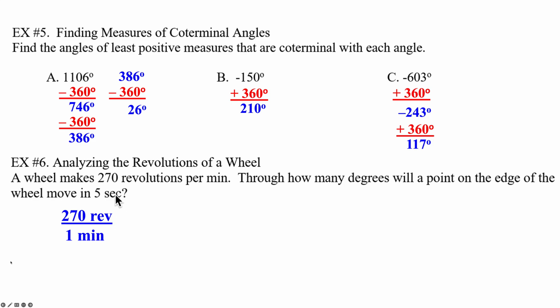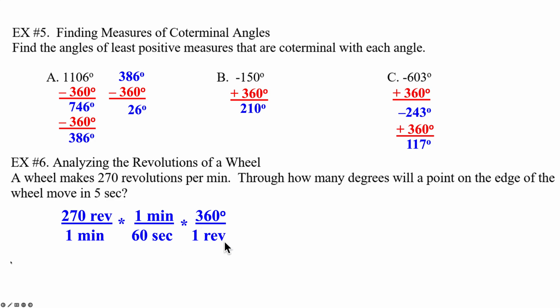So the first thing I notice is, wait a minute, we had to have how much in 5 seconds. So I need to change my minutes to seconds. So I'm going to multiply this by 1 minute over 60 seconds. I need to introduce seconds here. And the next thing is they want degrees, not revolutions. Well, every revolution is 360 degrees. So I'm going to multiply this by 360 degrees over 1 revolution.